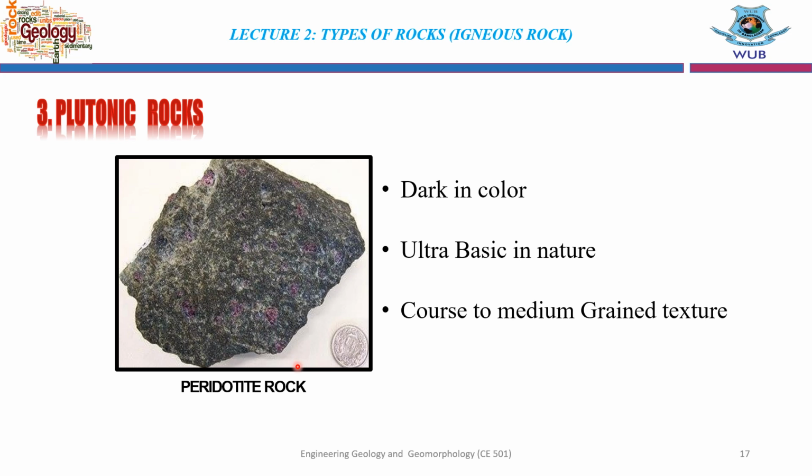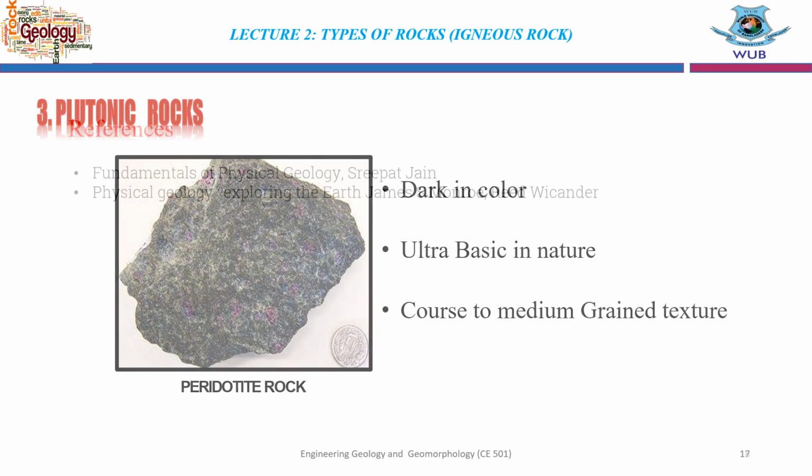Peridotite rock is another example of plutonic rock. This rock is very rare in the environment. I found this information from geological history. Dark in color, ultra basic in nature, and coarse to medium grain structure. I am not sure about the coarse or medium, but it is in the middle of coarse to medium grain structure.